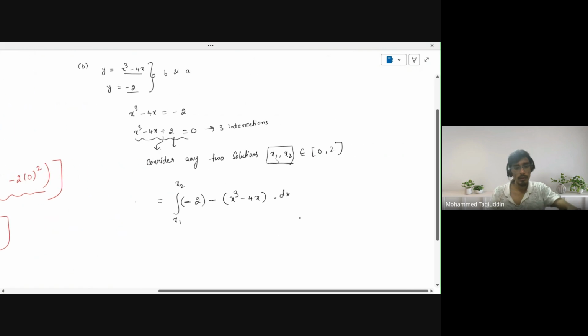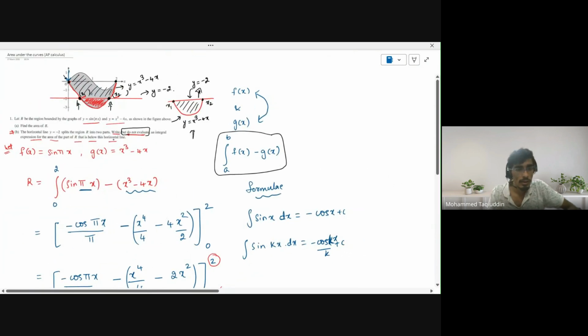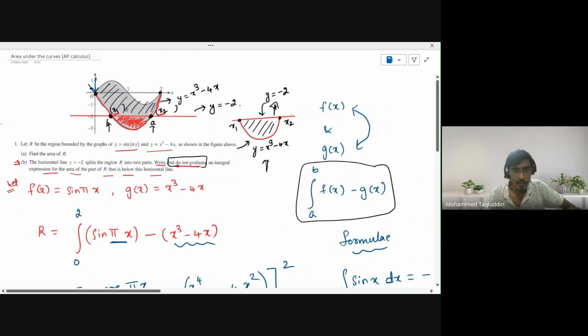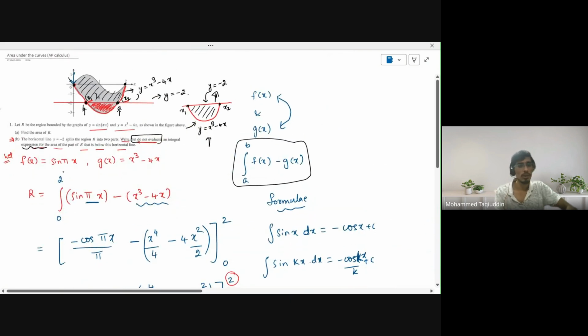By solving this integral from x2 to x1 of negative 2 minus (x cube minus 4x) dx, we are going to get some value. But we are not interested in doing it because we don't know what x2 and x1 are. We can find x2 and x1 from this, but I didn't, because the question says they just want you to find the expression. So this is how you have to work on these questions.